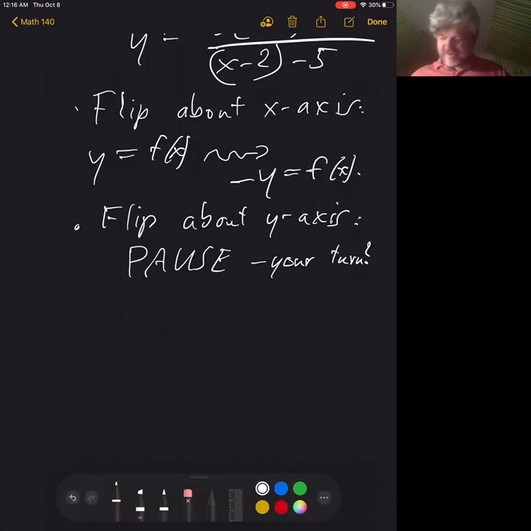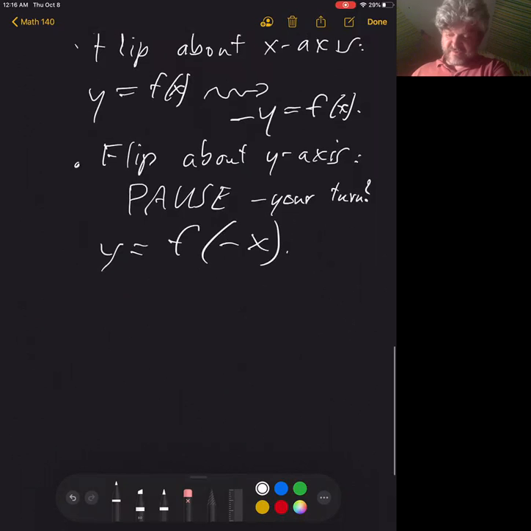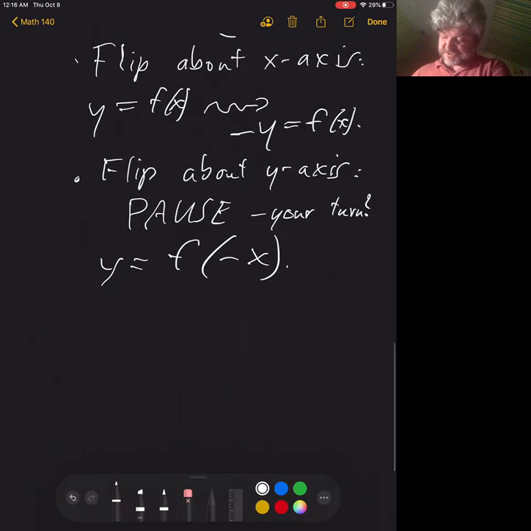And since you paused it, I can go straight on. If you have your y as f of x, your flipped function should be y as f of negative x. And that new function will have a graph which is the mirror image of the original one, with the mirror axis being the y-axis. So let's do examples.